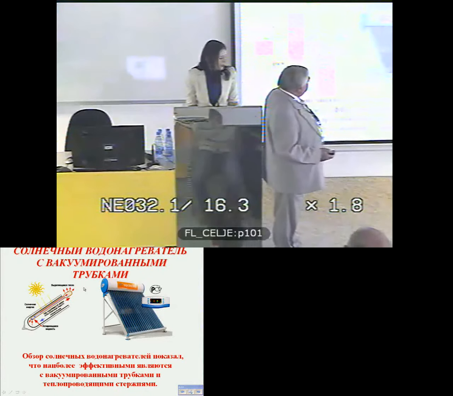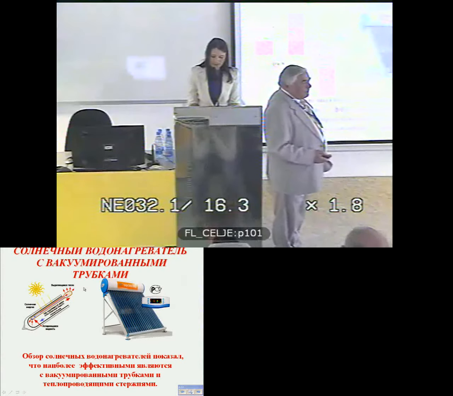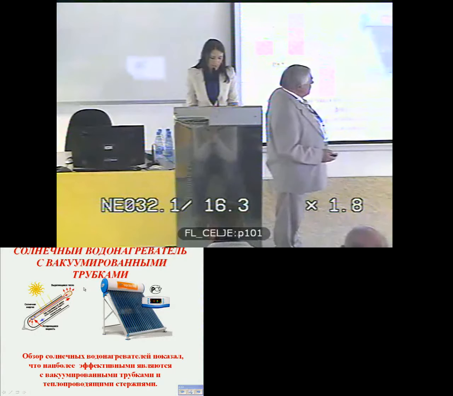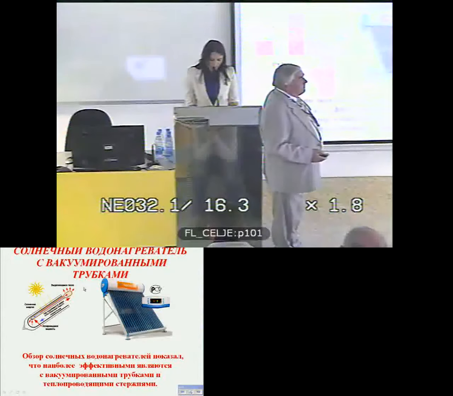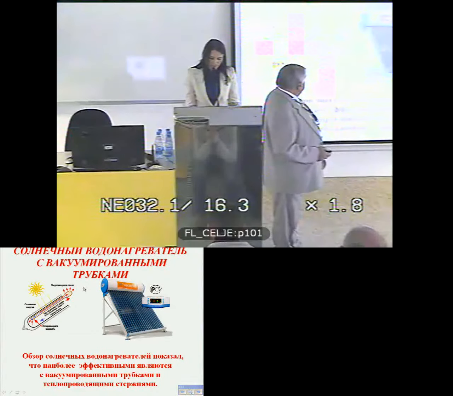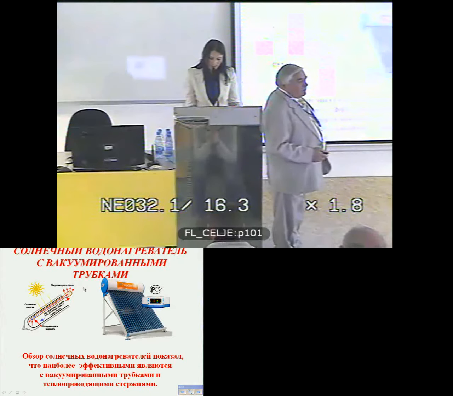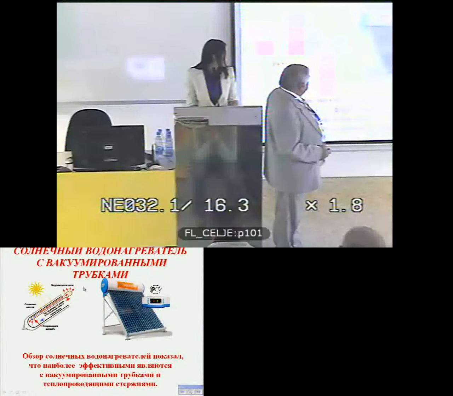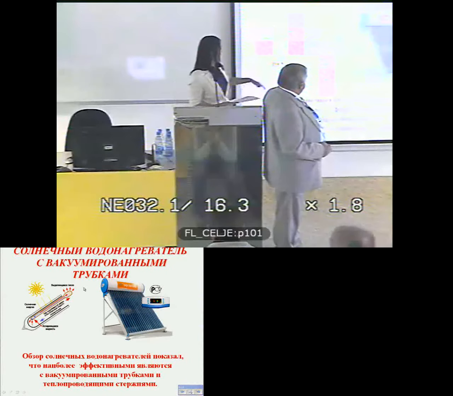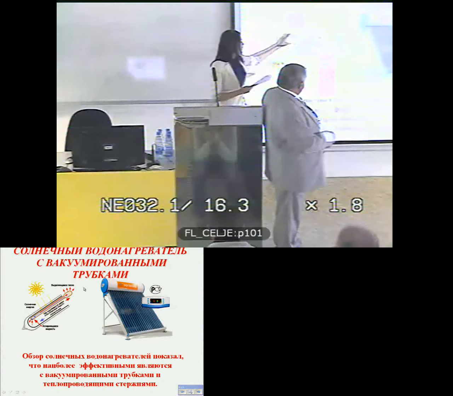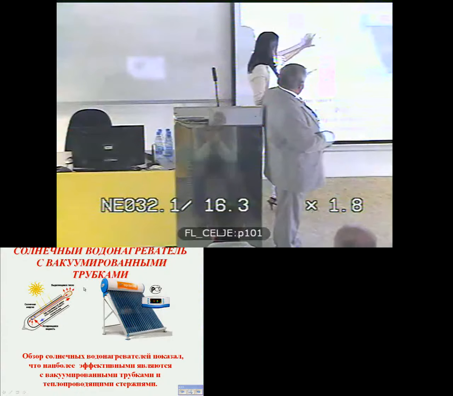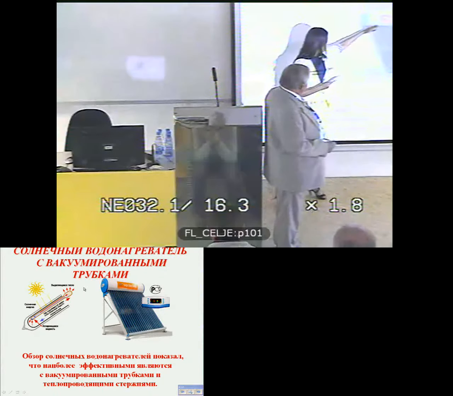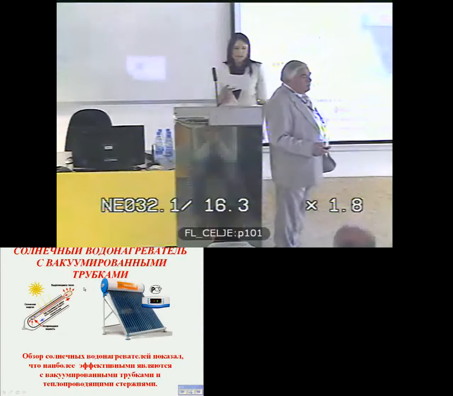This is a unique solar water heater from vacuum tubes. A review of solar water heaters shows that the most effective are those with evacuated tubes and heat conducting rods. It is a very big hose which peeks out of the tube, and it is put on this heater.